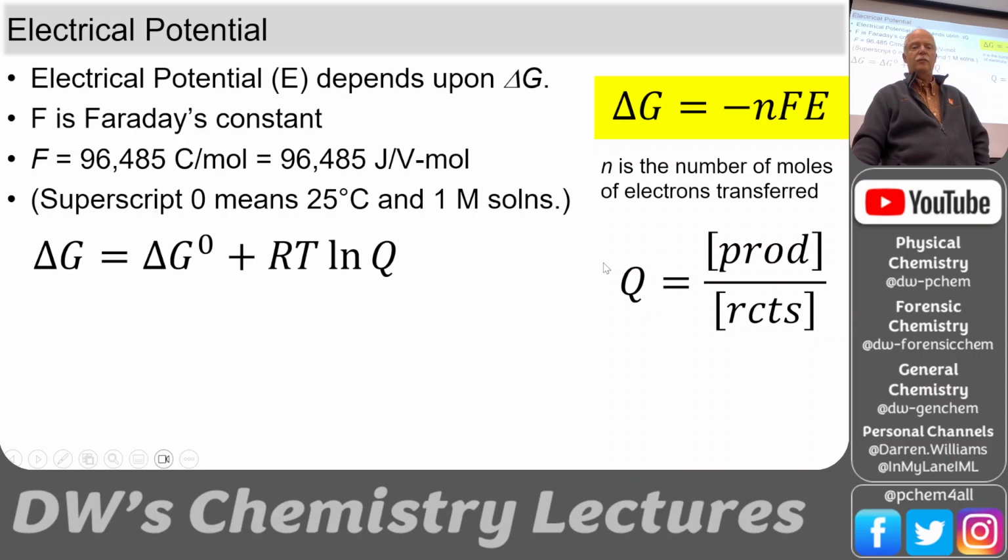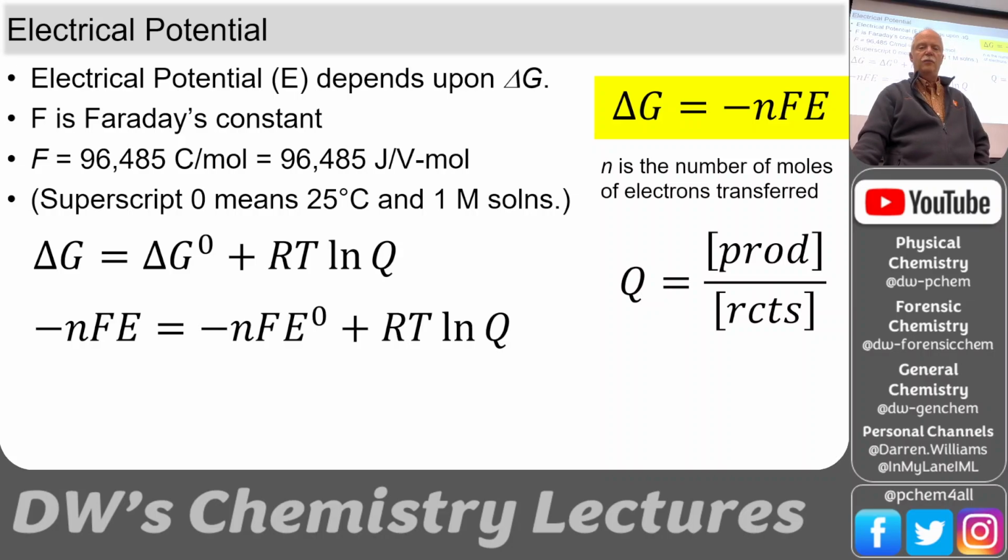And so the superscript 0 means the standard conditions, 25C and 1 molar solutions. And so that's what you have for the delta G 0. And then Q would be those situations when you're not at 25C or when you're not at 1 molar solution. So that'd be your actual system, your products over your reactants. And so then we can put in our nFs, okay?